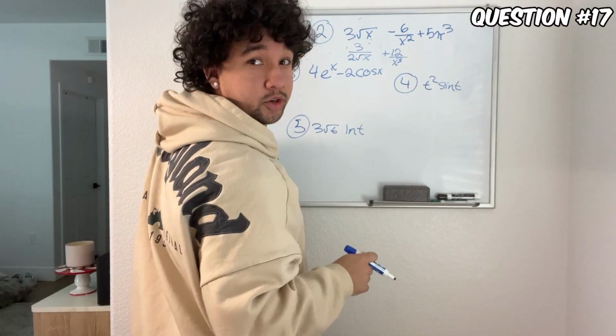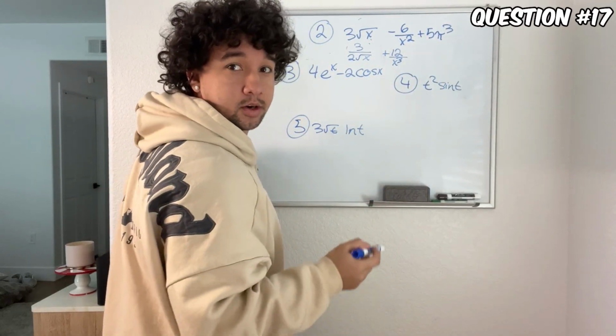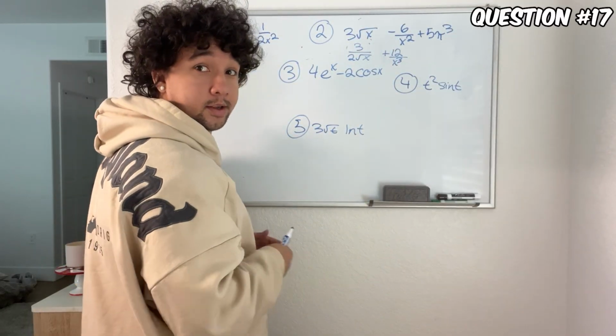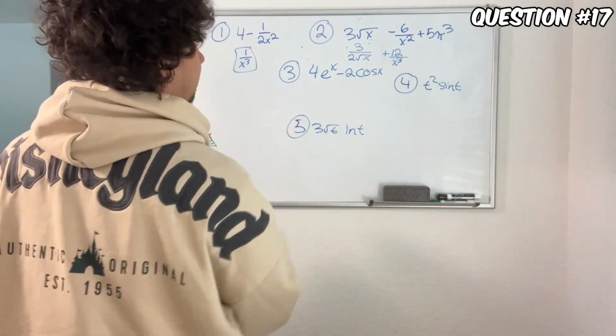And then this one's trying to be tricky with you, but pi is just a number. So this is all just a constant. Remember, a constant? So that's just it. All right, next one here.